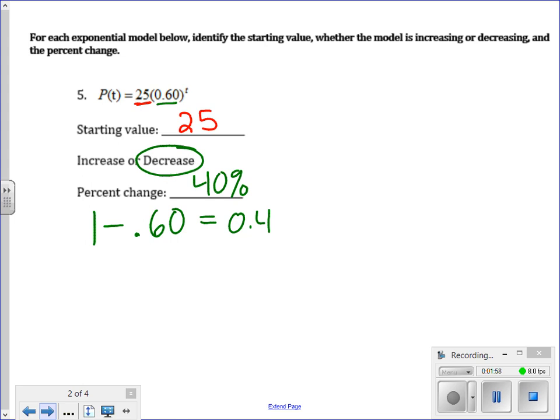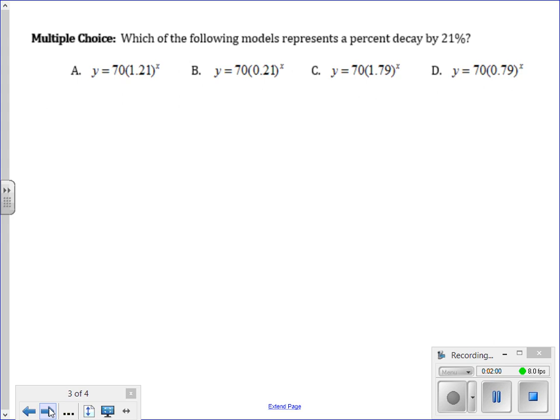Okay, the next problem I'm going to do is the very first multiple choice problem on the page. It's right below. It says, which of the following models represents a percent decay by 21%? Well, the first thing I would do is cross off any answers that are percent increase. Like, for example, letter A is 1.21. That's exponential increase. We're looking for decay, so we're going to go ahead and cross that off. Same with C. 1.79 means my model is increasing, which I do not want. So in order to have a percent decay, I'm left between choice B and choice D.